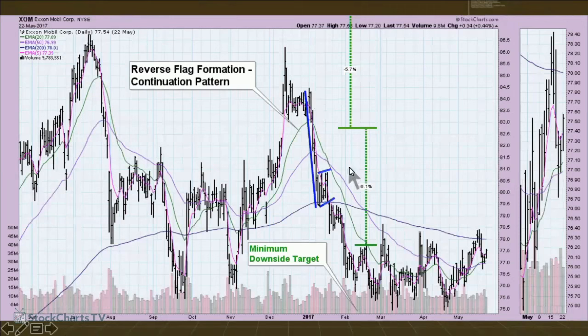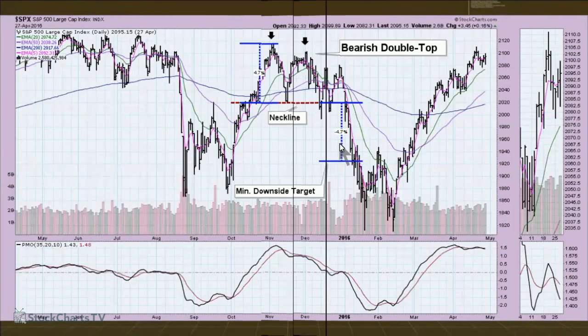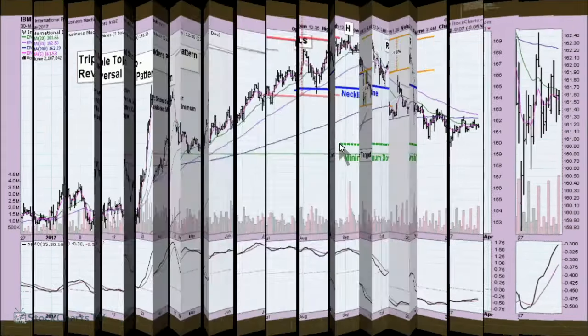The bear flag, pretty much just opposite the bull flag, looks very similar. And with flags, with the bear flag, you sort of want the flag to be moving upward. And with the bull flag, you kind of want it to be moving downward. Bearish double top, similar to the double bottom, so I won't go over that too deeply. Triple top, same idea, just the opposite of the bull pattern.